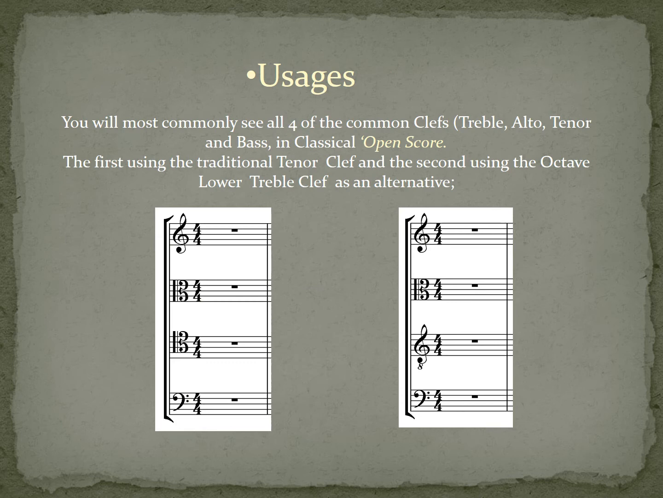So how else can we use these four clefs? We most commonly see all four of the common clefs, the treble, alto, tenor and bass, in very classically based open score. Okay, the first using the traditional tenor clef, and the second using the octave lower treble clef as an alternative to it. So as you can see, on the left hand side, we would be referring to C4, middle C, as the fourth line up. On the treble, the octave treble that's in place of it, if we wanted to hear middle C, then you would actually write it in the third space up as C5.